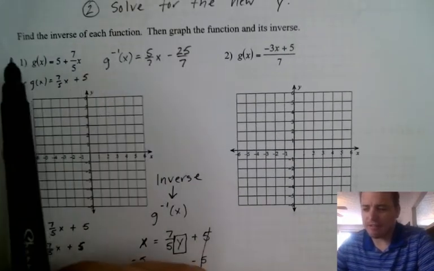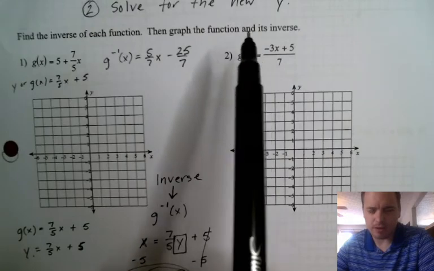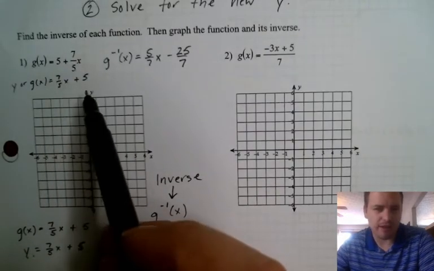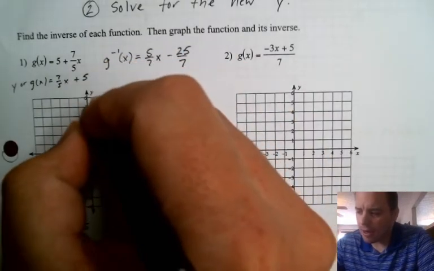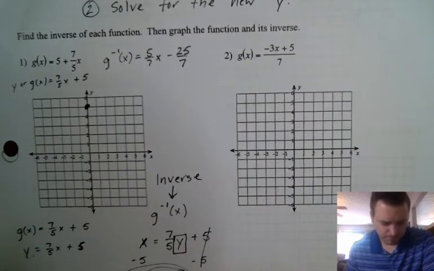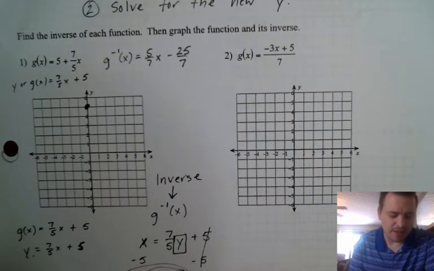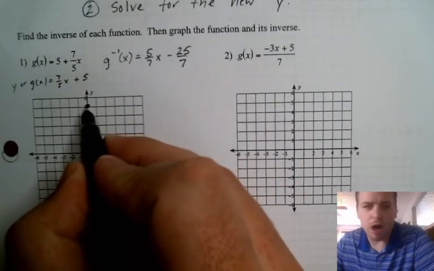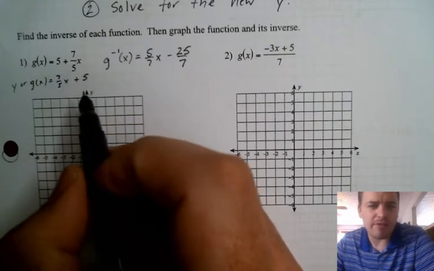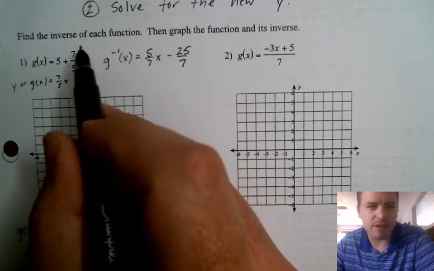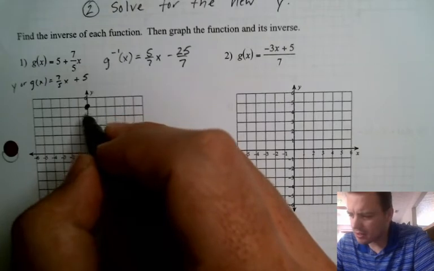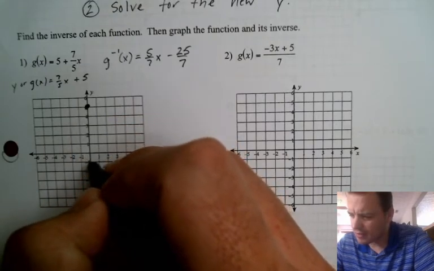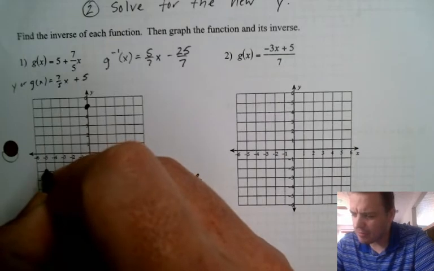So it says to graph these, okay? It says to graph the function and the inverse. So let's graph this one first, 7/5 x plus 5. So this goes back to Algebra 1 days. 5 is my y-intercept, so I put a point there. And 7/5 is my slope. So I'm going to go up 7 and right 5. Well, obviously I cannot go up 7 and right 5. So I need to go down 7 and left 5, go the opposite way. So go down 7, 1, 2, 3, 4, 5, 6, 7, and left 5 would be right here.